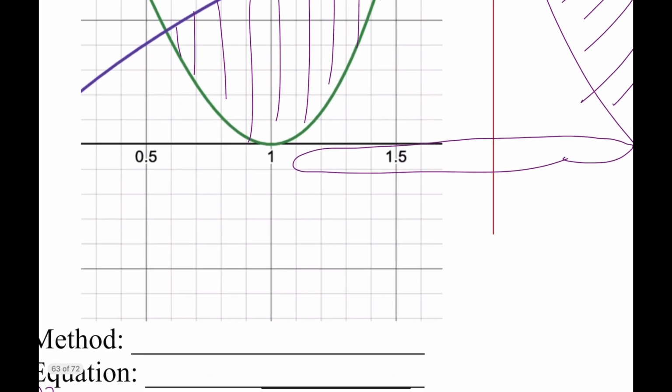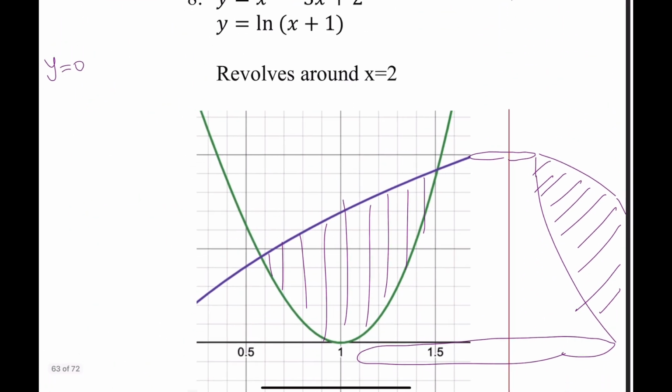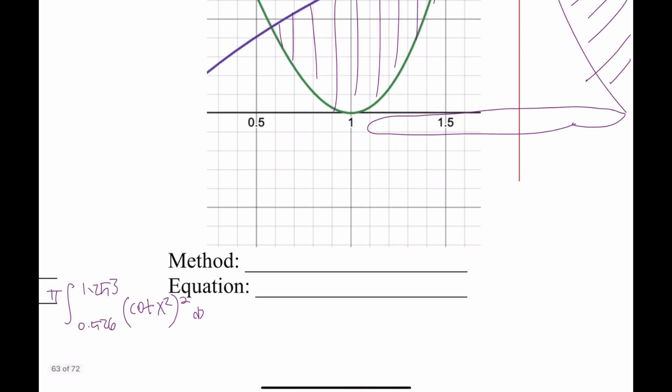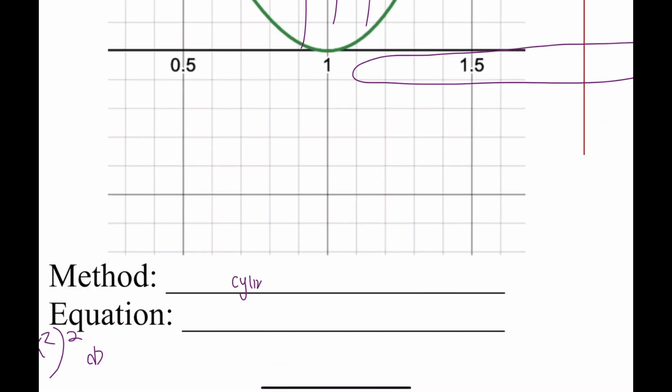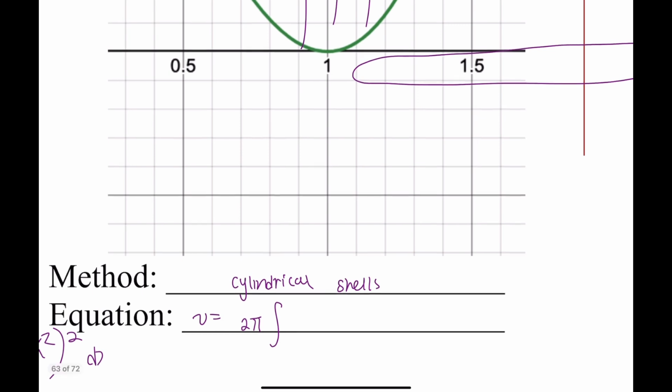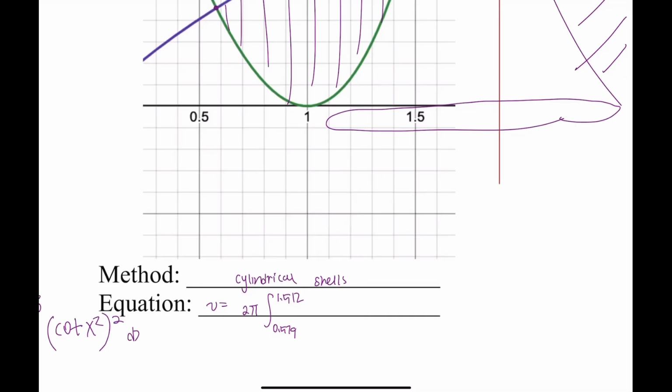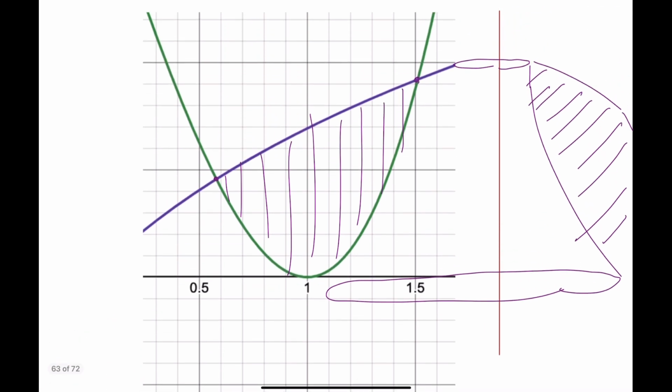Let's see which method we should use. Obviously this is in terms of y equals, and the line of revolution is in terms of x equals. So we're going to be using the cylindrical shells method. V equals 2 pi integral from this point to this point. So we got these for our limits of integration, which are the intersection points of the two functions. And this is going to be our line of revolution right here.